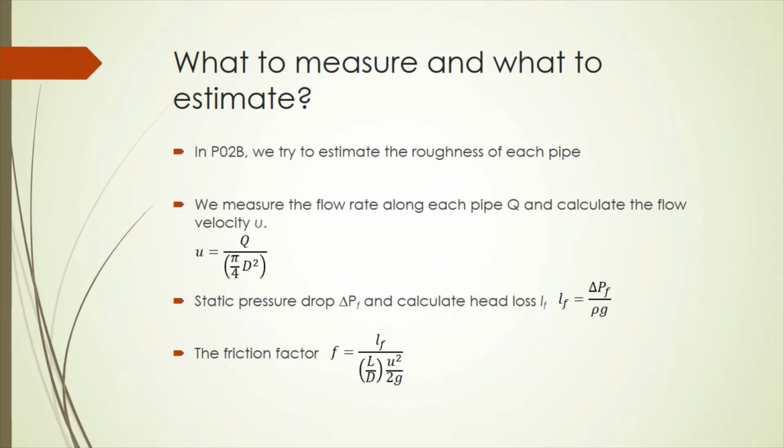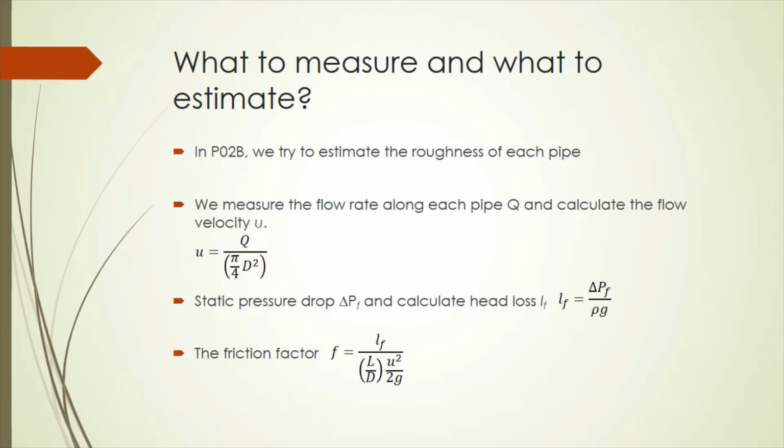So what to measure and what to estimate? In these experiments, we are going to study the pressure drop due to the friction inside the pipe. We will be using the data to calculate the roughness of each pipe, which is not given. Now, what to measure? On the test rig, there is a flow meter which we can use to measure Q, the flow rate, and then we are given the diameter of each pipe, so the flow velocity can be calculated by dividing Q by the cross-section area of the pipe.